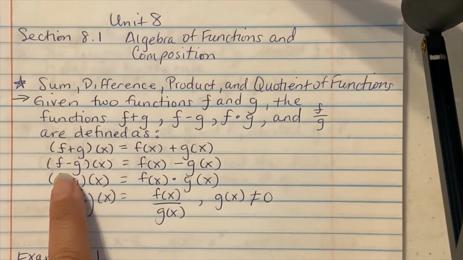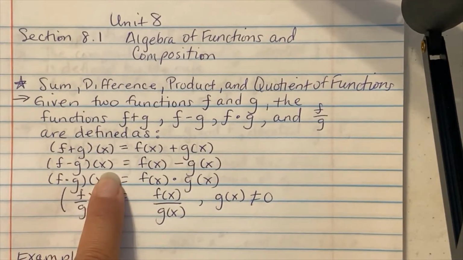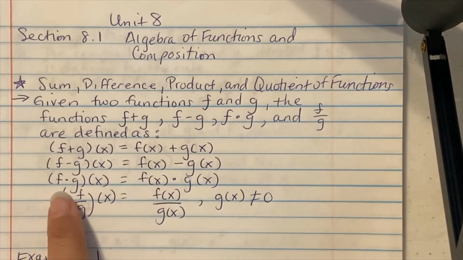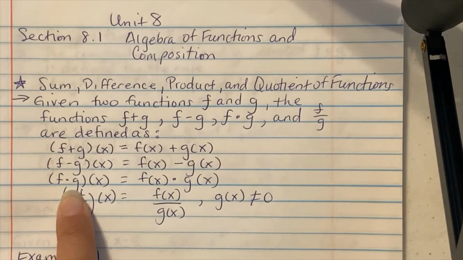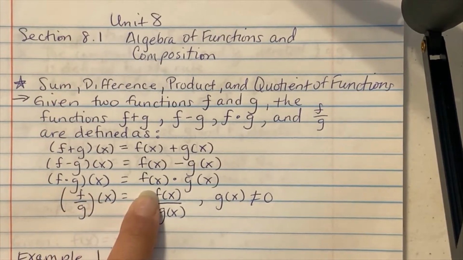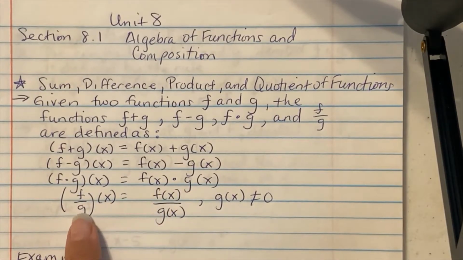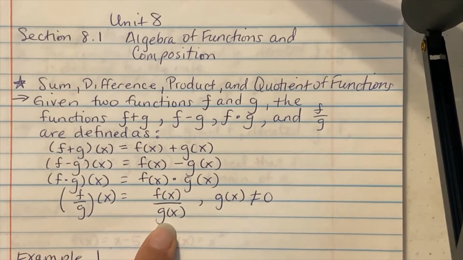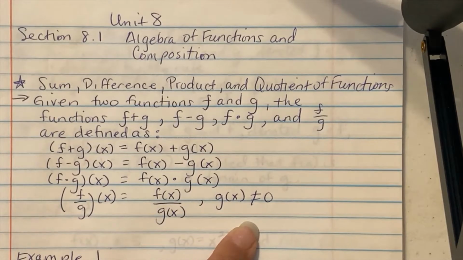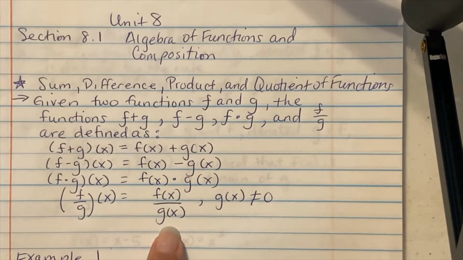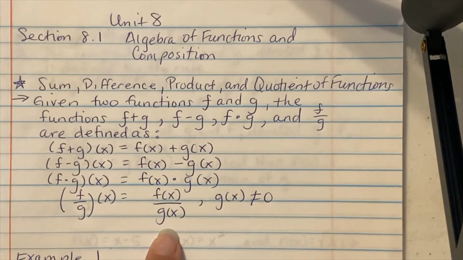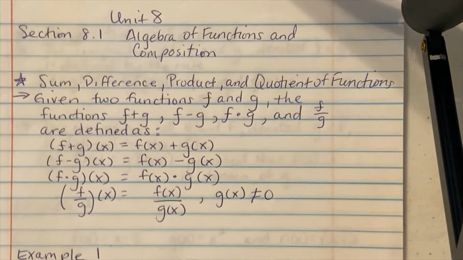If you're given f minus g of x, it's equal to f of x minus g of x. F times g of x is f of x times g of x. F divided by g of x is f of x over g of x, where g of x cannot be 0. Remember the rules. 0 in the denominator is undefined, so make sure that whatever your g of x equation is, it is not equivalent to 0. So we're going to try example 1.